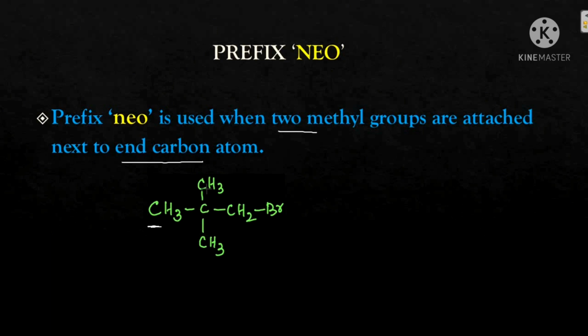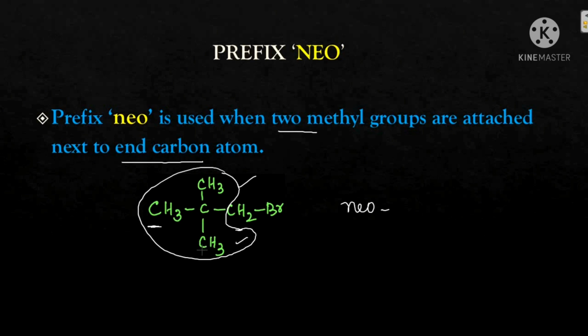When two methyl groups are attached to a carbon atom which is next to the end carbon atom, we call that group as neo. Understood? We call that as neo. So this is neo, right? Now we can make use of the prefix neo hyphen. Now check the number of carbon atoms. 1, 2, 3, 4, 5. So 5 carbon atoms.